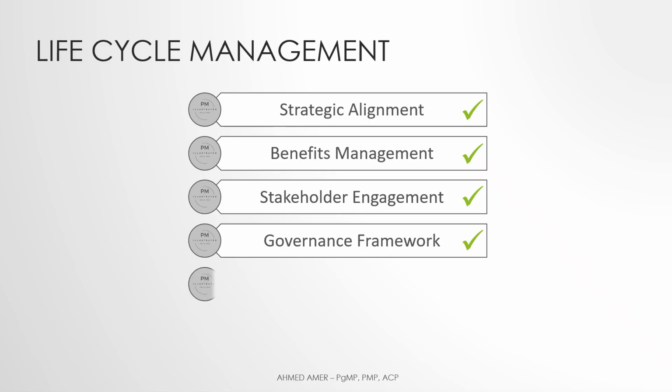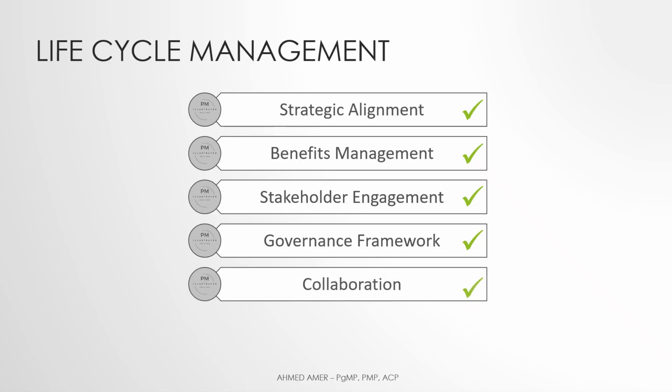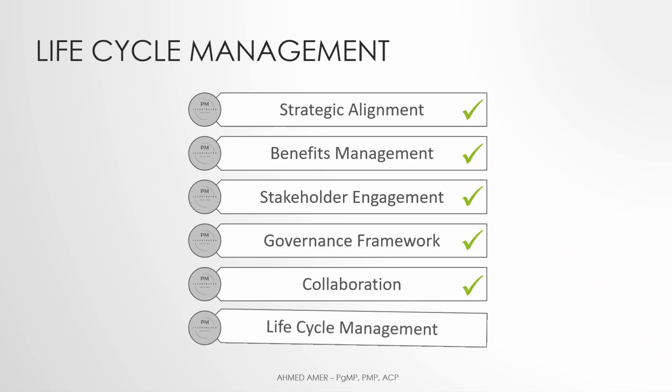Then, it was time for the newly added performance domain, collaboration. We talked about collaboration factors, how collaboration works for benefits realization, value delivery, and program components and activities. Today, we are at the last step of this chapter with life cycle management.